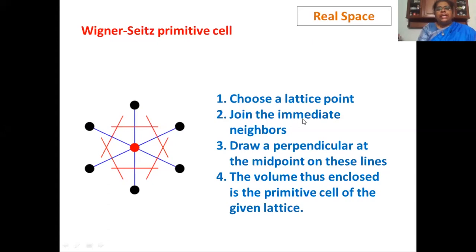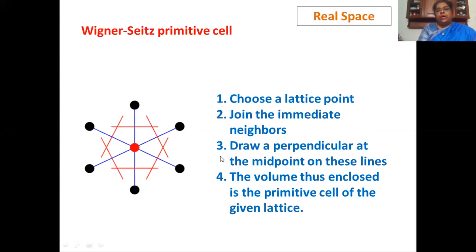And join the immediate neighbors. So this blue one is the immediate neighbor. This is the neighbor, and this is the neighbor, and this is another neighbor. This is the neighbor, and this. So we have joined the nearest neighbors. What is the third one? Draw perpendiculars at the midpoint of these lines. So for all these blue lines, take them at the midpoint and draw a perpendicular. This is the midpoint, draw the perpendicular. This is the midpoint, draw the perpendicular. And so do here also.